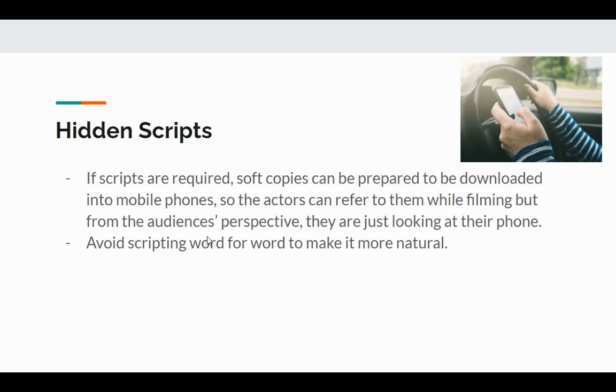And also avoid scripting word for word to make it more natural. When somebody makes a small mistake, just get the next person to cover up. Do not pause there and wait for a long time, because it's going to waste everybody's time and you have to retake everything.